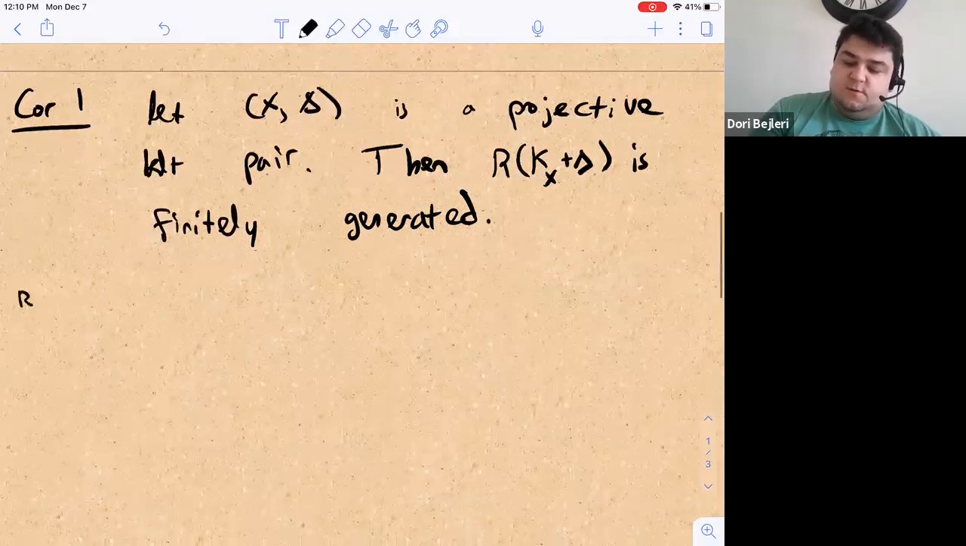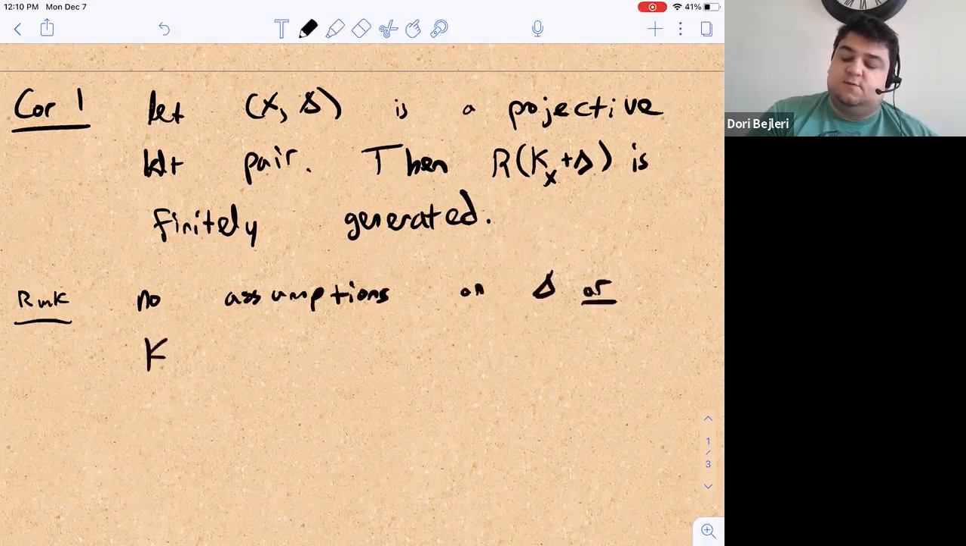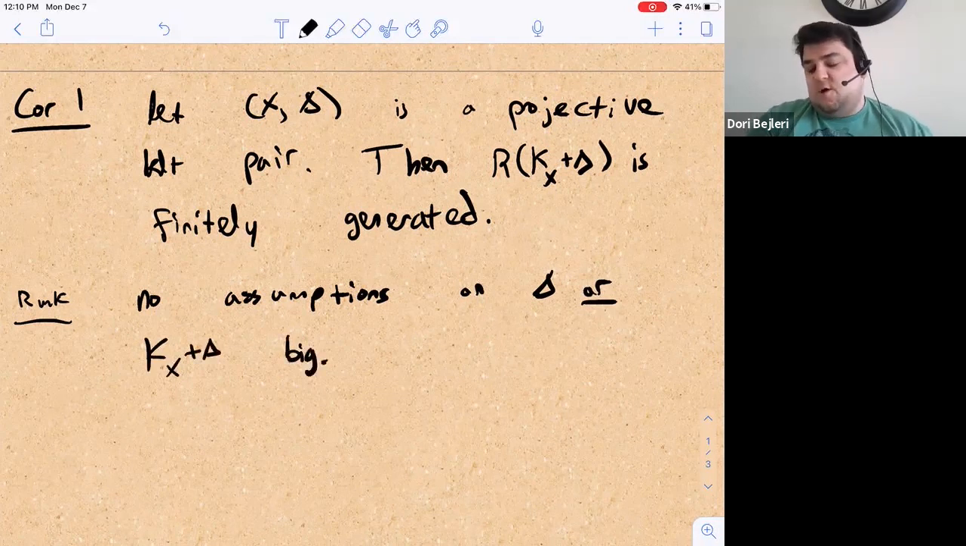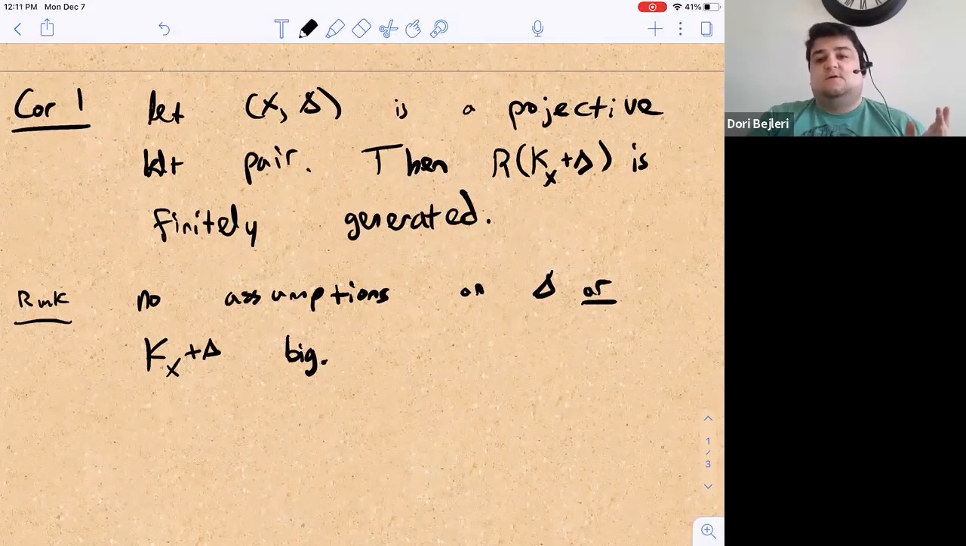So the remarks here are that there are no assumptions on Δ or K_X + Δ being big. So what this means is that in general, for a KLT pair, we always have a Proj of its canonical ring. The thing we don't know in general is that we obtain the Proj of its canonical ring by first applying a sequence of extremal contractions and flips, and then taking a base point free linear series from the log canonical.